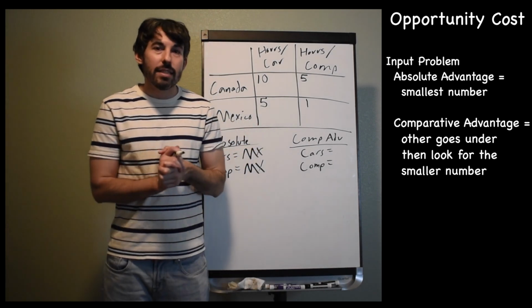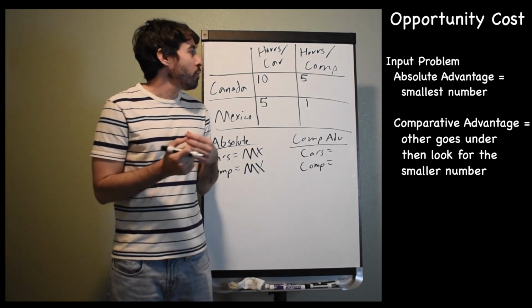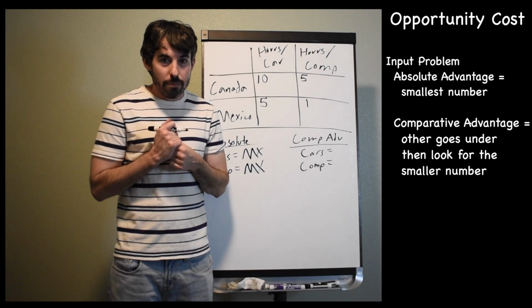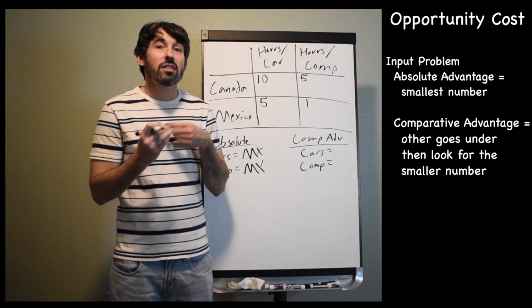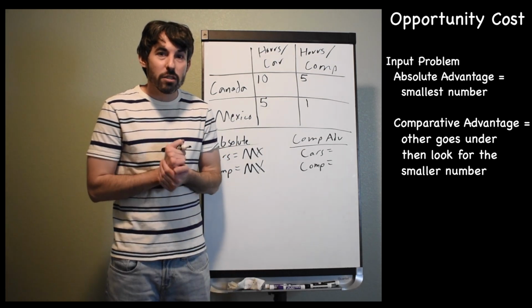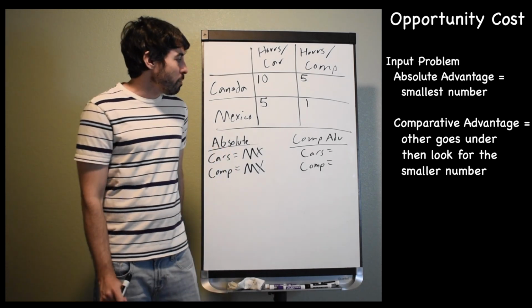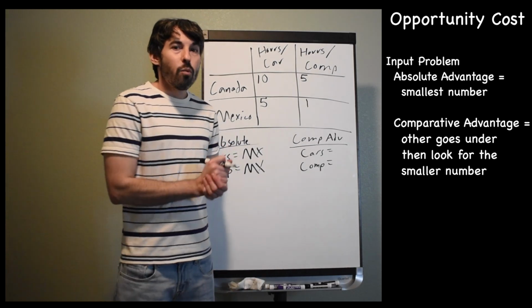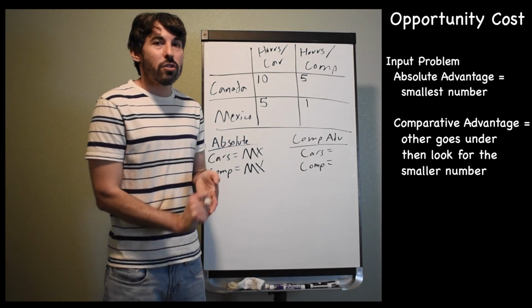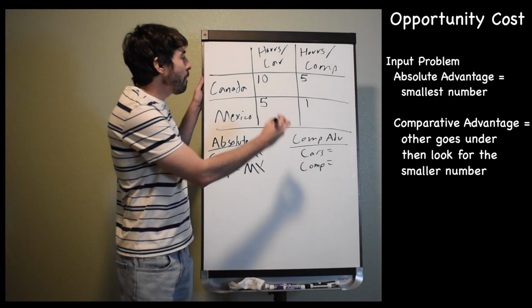That does not mean that Mexico will not trade with Canada, because trade isn't based on absolute advantage, it's based on opportunity costs and comparative advantage. We don't care who makes more, we care who makes it for the lowest opportunity cost, or the cheapest, or gives up the least of the alternative good. When it's an input problem, to figure out opportunity costs, we take the other number and put it under.